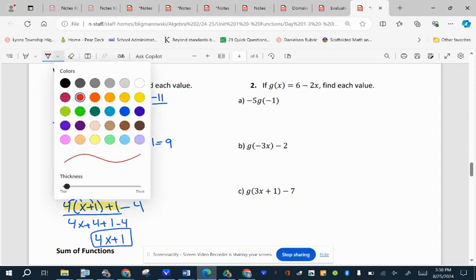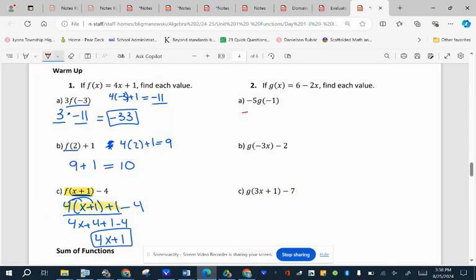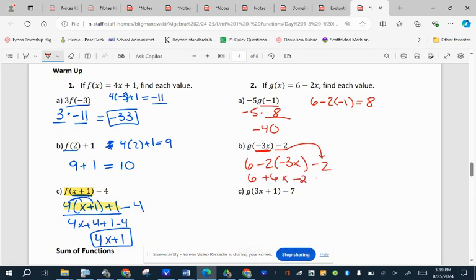We'll do the same thing with the g function on this side. So I'm going to do negative 5 times whatever g of negative 1 is. So it means I'm plugging negative 1 into g to get 8. So negative 5 times 8 is negative 40. We're going to plug negative 3x in now for x. So in the x spot, we're going to plug in negative 3x. And then this minus 2 is going to go on the end. Multiply and combine like terms. And we'll be left with a 6x plus 4.